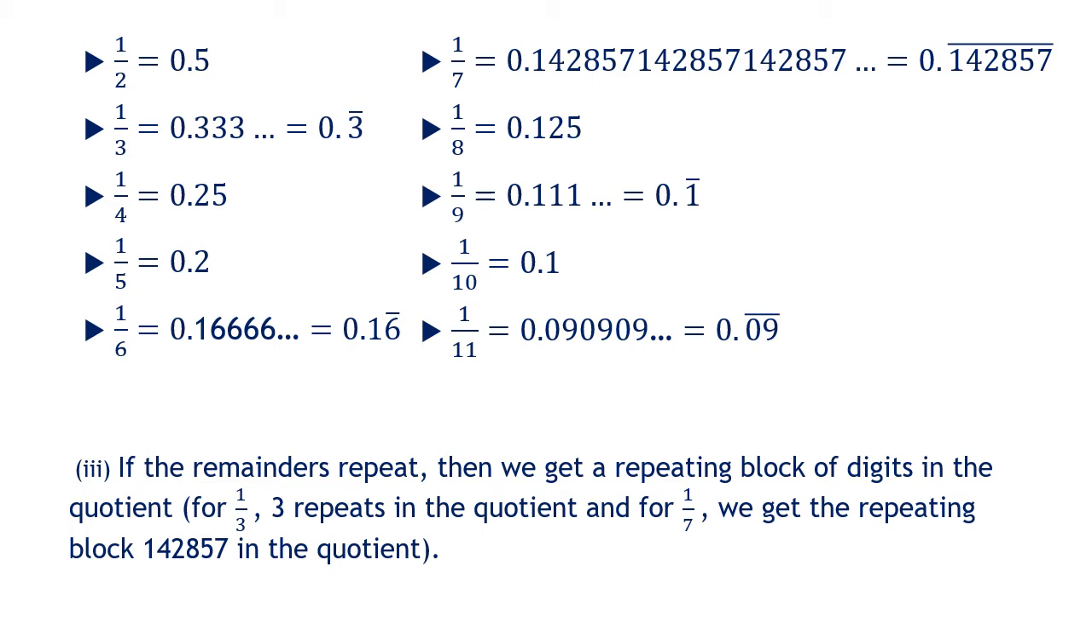So for 1 by 3, 3 is constantly being repeated. And here in the quotient 142857, these digits are constantly being repeated. Now you see what I have done here. In this slide, the digit 3 is repeating. So how do we write it? We put a bar over the 3. Can you see this bar over 3 means the digit 3 is repeating.